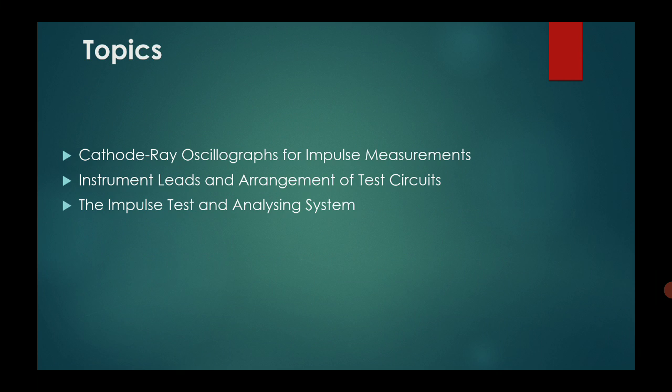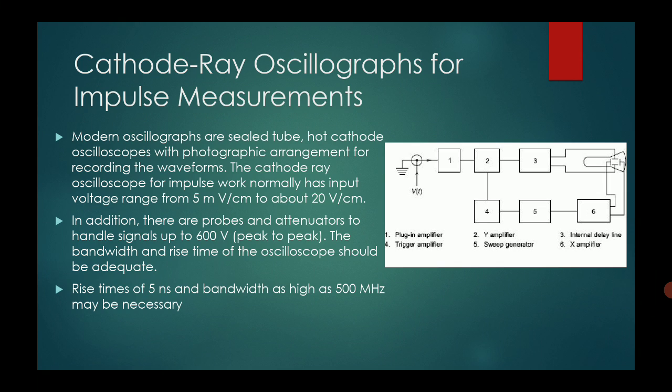So the topics we'll be covering here are cathode ray oscilloscopes for impulse measurements, instrument leads and arrangement of test circuits, and impulse test and analyzing systems. Cathode ray oscillographs for impulse measurement.